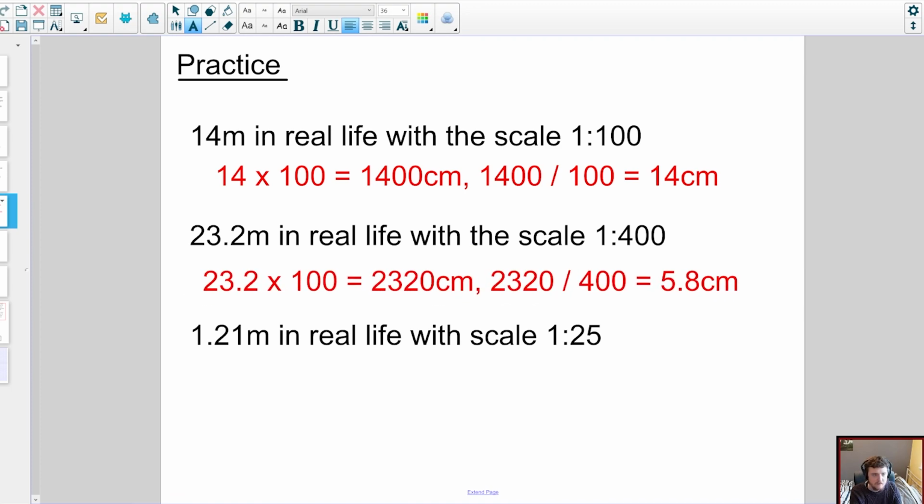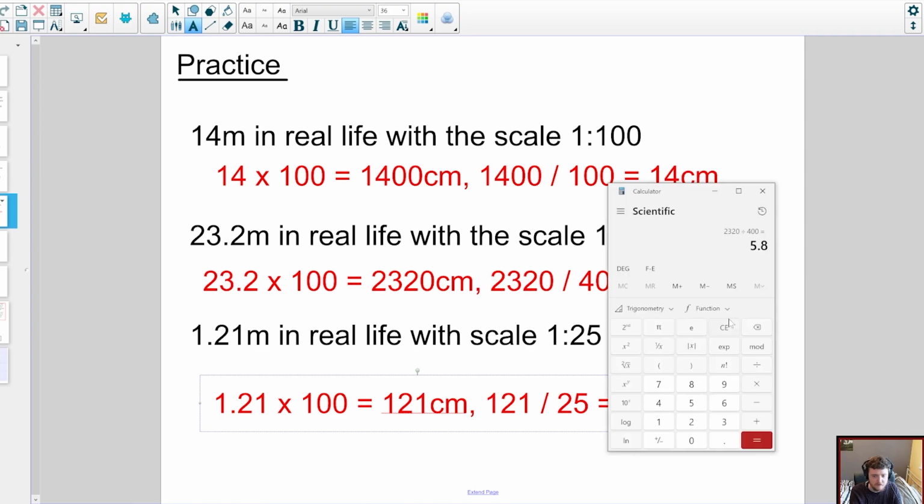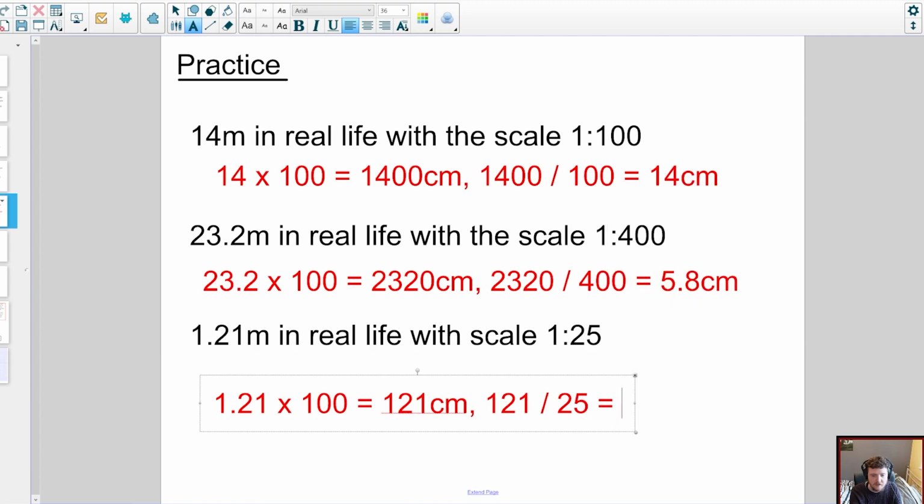Okay. Finally, we've got 1.21 meters. So that's going to be 1.21 multiplied by 100 is 121 centimeters. 121 divided by 25 equals 5 or 4 and a bit. It's like 4.9 or something. 121 divided by 25. 4.84. Not too far away. 4.84 centimeters.